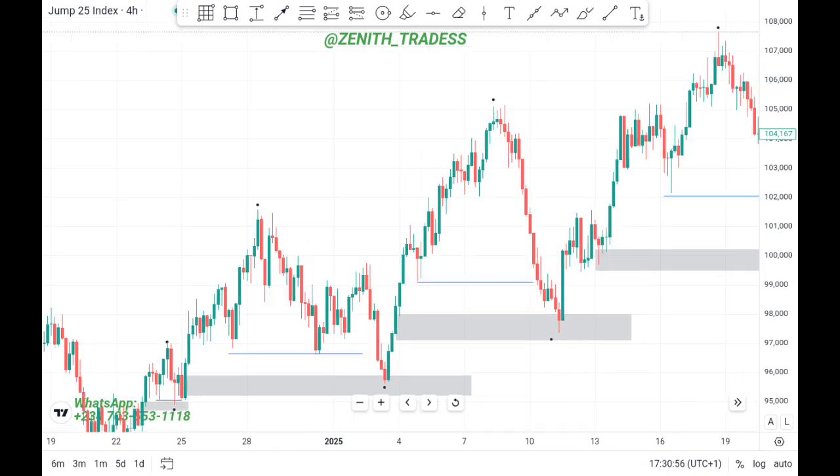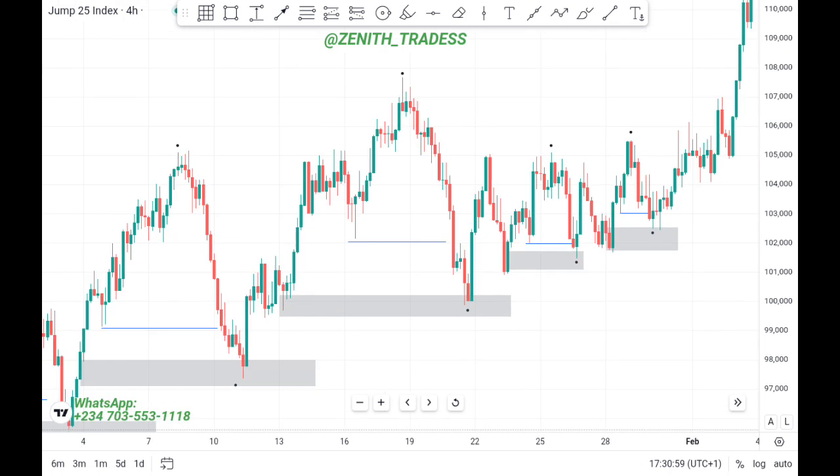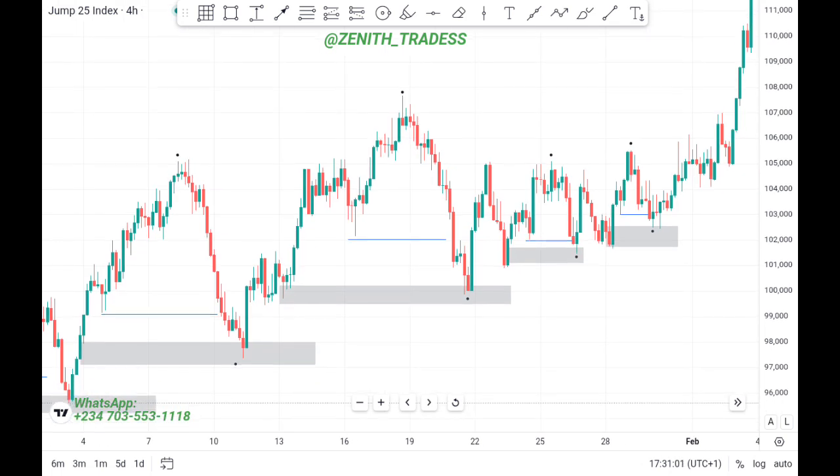As my mouse is not moving, I'm just trying to explain so that you can get details of how you can mark structure. You see going up, you see how I mark these minor highs and lows, and also the major highs and lows. And we're trading from the major high. All the black dots are the major highs and lows. The ones I did not mark are the minors.